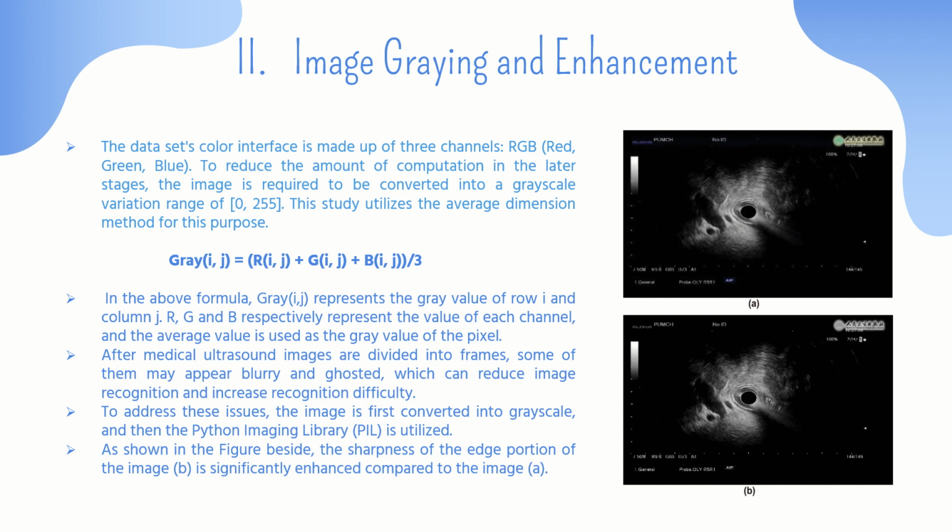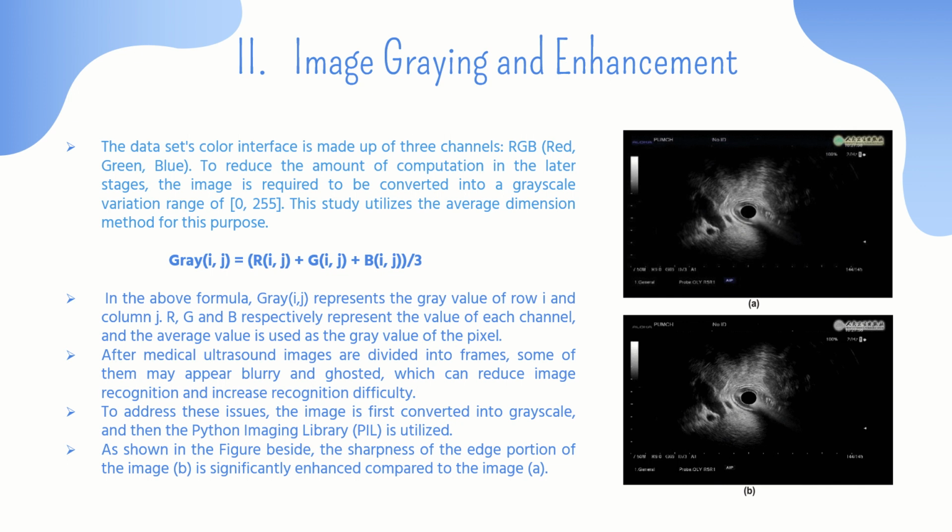Coming to the image graying and enhancement, the color in the dataset is composed of red, green and blue, 3 channels, and it only indicates the optical characteristics of the image. It cannot indicate the morphological characteristics of the image. RGB images do not help to solve the identification of ultrasonic organs, and the redundant information they contain will increase the amount of features and calculations. In order to reduce the amount of calculation and save time in the future, the image needs to be unified to the grayscale variation range using the formula mentioned on the slide.